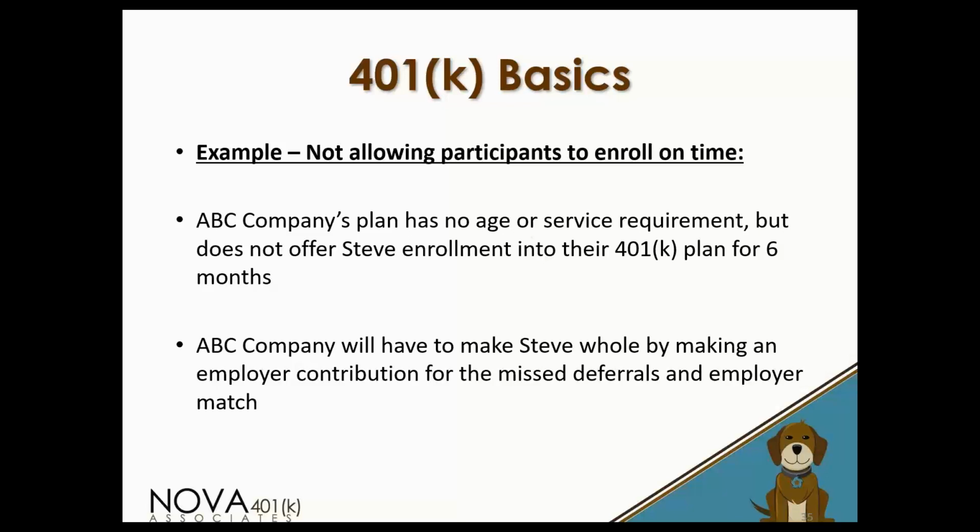First is not allowing a participant to roll on time. Here we have ABC Company's plan has no age requirement. So this plan has what we call immediate eligibility, but it doesn't offer Steve enrollment into their plan for 6 months. So poor Steve, he didn't get treated fairly like everyone else. So ABC Company is going to have to make Steve whole by making an employer contribution for the missed deferrals and for the missed employer match.